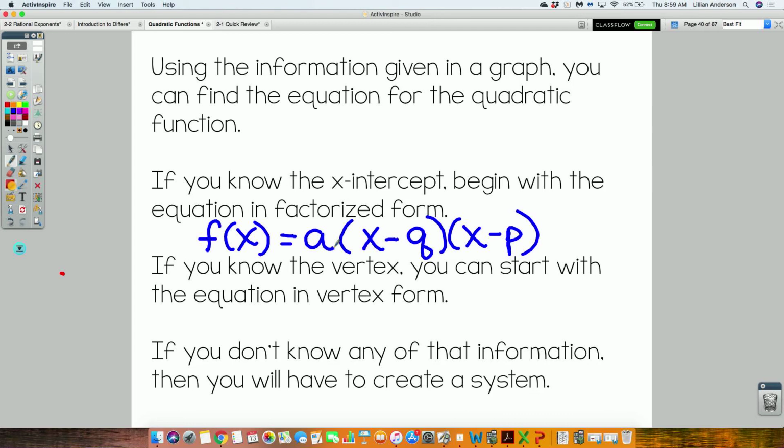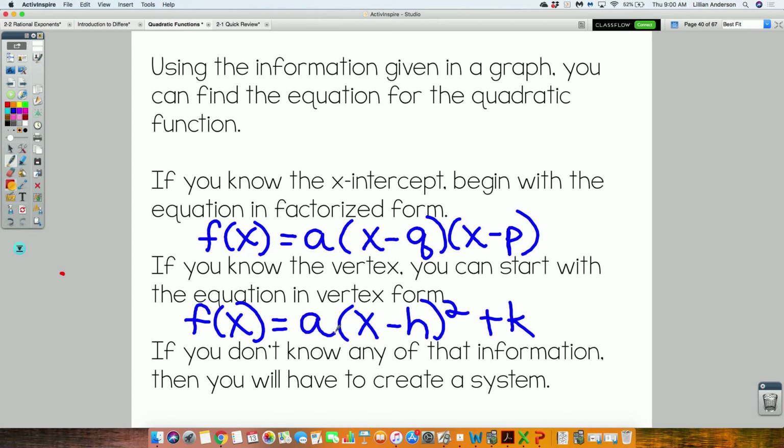If you know the vertex, then you can always start in vertex form. What's the general form for vertex? a(x minus h) squared plus k. What are you missing? The a in the front is the same a from the x-intercept form, the factorized form. h and k represent your vertex. That's why it's easier to go into vertex form and then FOIL, distribute, and combine like terms to get to standard form.